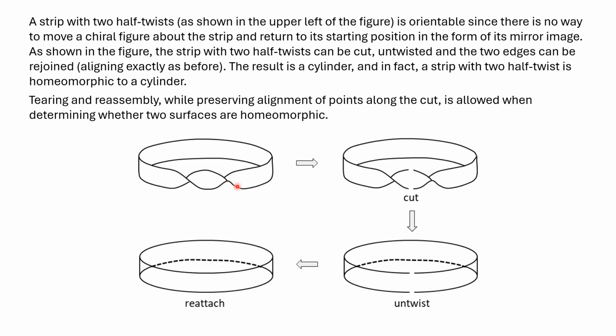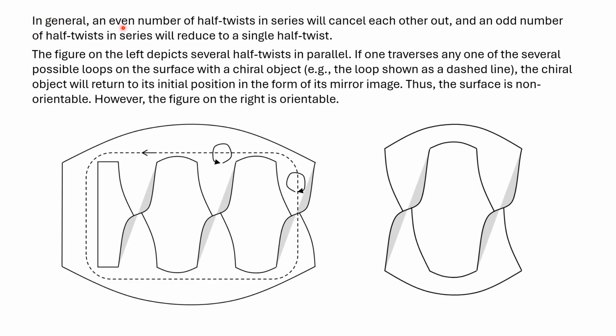So you may be thinking, well, what about 3 half twists or 4 half twists and so on? We're going to talk about that in the next slide, but you may want to try to figure it out on your own before I actually give you the answer. In general, an even number of half twists in series, so one after another, will cancel each other out, and an odd number of half twists in series will reduce to a single half twist.